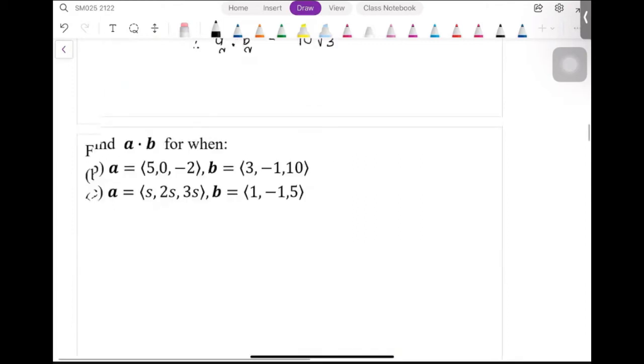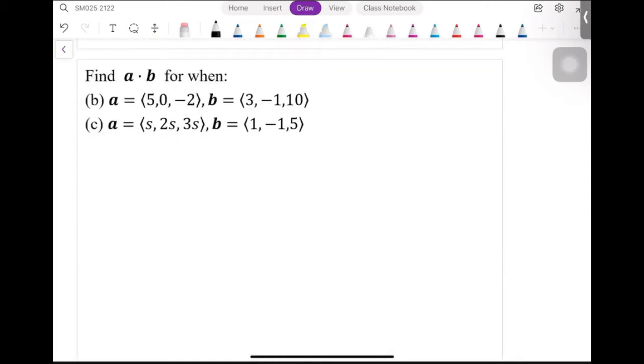Let's try another one. Part B: given that vector A is (5, 0, -2) and B is (3, -1, 10), find A dot B. For this question, we don't have any angle in our statement, so we don't need to use any angle formula. Straight away, to perform A dot B, I write vector A in column vector form. So this would be (5, 0, -2) dot (3, -1, 10). After that, just multiply the same elements. For element i, we have 5 and 3, so we have 5 times 3. In this case, it will be 15.